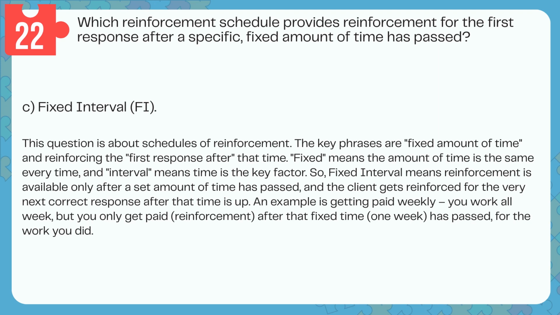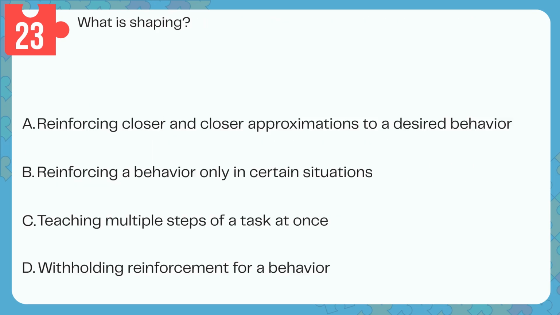This question is about schedules of reinforcement. The key phrases are fixed amount of time and reinforcing the first response after that time. Fixed means the amount of time is the same every time, and interval means time is the key factor. So, fixed interval means reinforcement is available only after a set amount of time has passed, and the client gets reinforced for the very next correct response after that time is up. An example is getting paid weekly. You work all week, but you only get paid reinforcement after that fixed time, one week, has passed for the work you did.